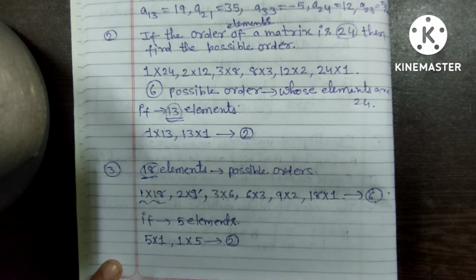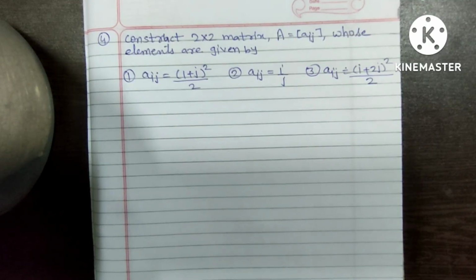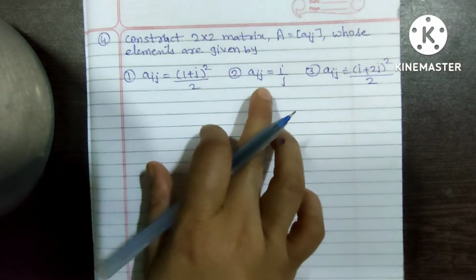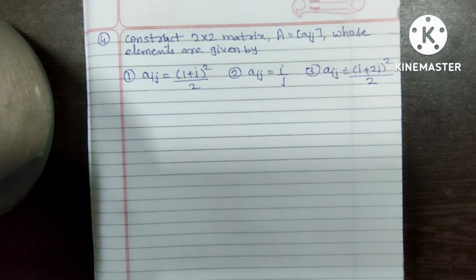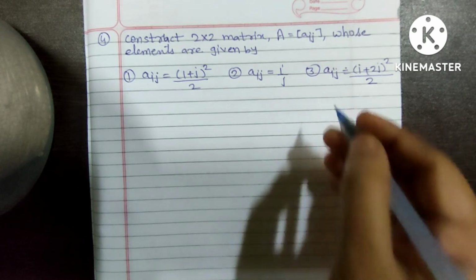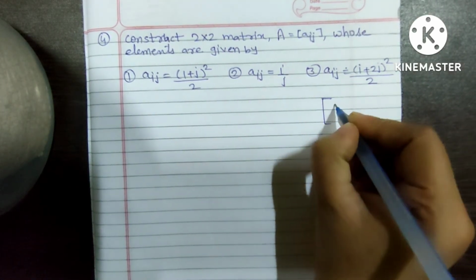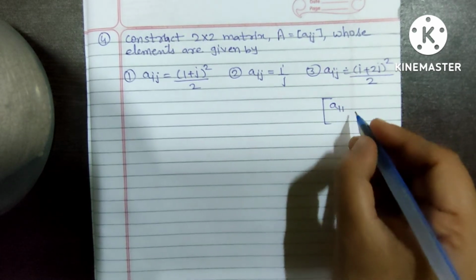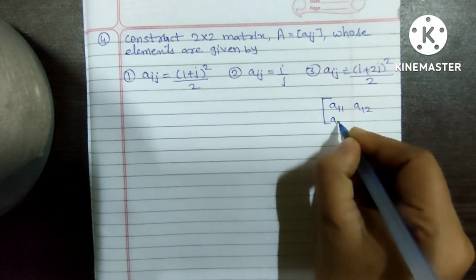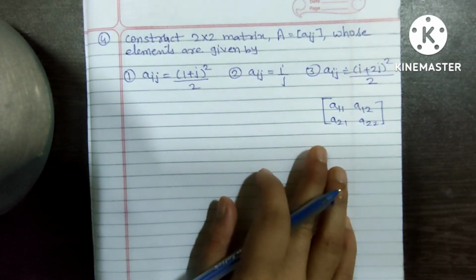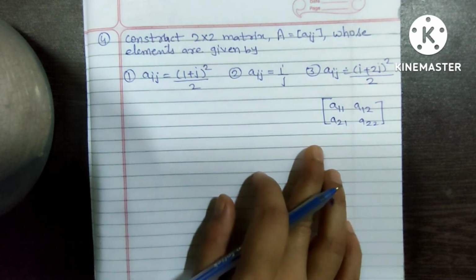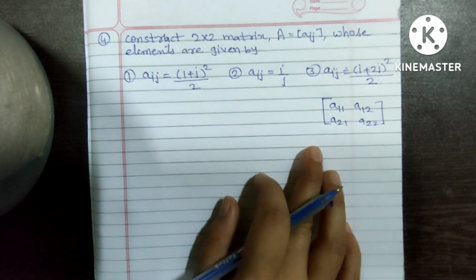ओके फ्रेंड्स, our fourth question is: construct a 2 cross 2 matrix A equal to Aij whose elements are given by this, first, second and third. एक ही क्वेश्चन में आपको 3 क्वेश्चन दिए गए हैं. आपको 2 क्रॉस 2 मैट्रिक्स कंस्ट्रक्ट करनी है. दैट मीन्स फर्स्ट हम देख लेते हैं 2 क्रॉस 2 मैट्रिक्स कैसी होती है फ्रेंड्स, A11, A12, A21 एंड A22. दैट मीन्स आपको 4 एलिमेंट्स फाइंड करने हैं, राइट. और फिर आपको मैट्रिक्स बना देनी है.